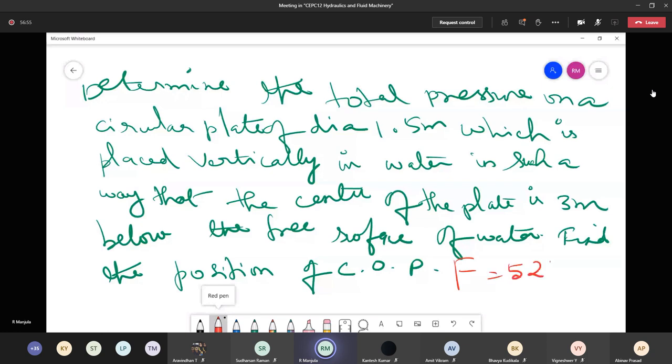H star, 3.6 meter. 3.046. 3.421. Two different answers. Any other answer? 3.0468 meters.